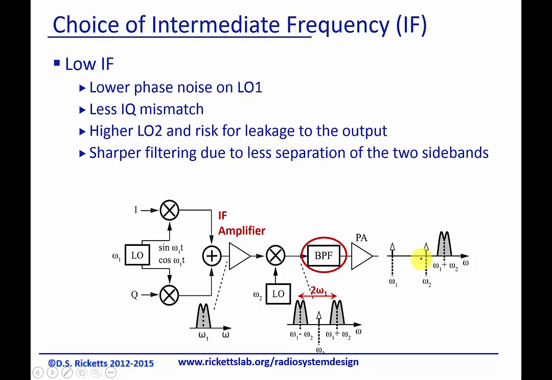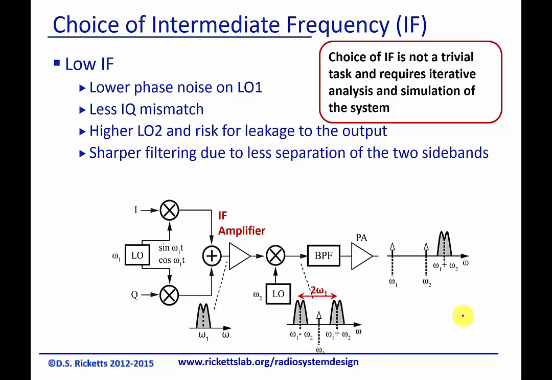The other problem is that, remember, I need this filter to keep the one sideband I want. The closer it gets to omega 2, the closer the lower sideband also gets to omega 2, and the sharper the filter I need. So omega 1 ideally should be much larger, as large as I can make it, to benefit both the LO leakage and the bandpass filter.